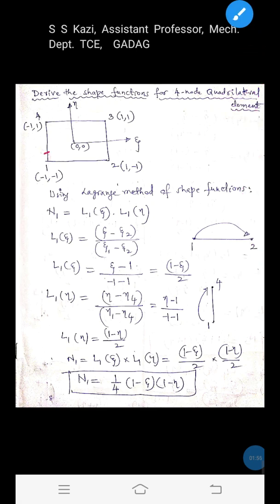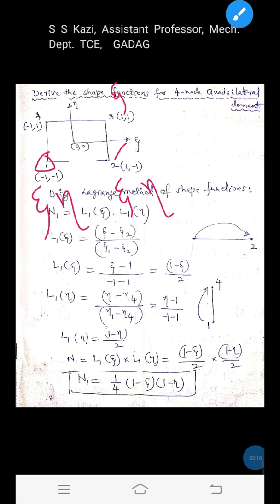At node 1, the zeta value is -1 and the eta value is -1, because node 1 is to the left of the origin and below the origin. For node number 2, the zeta value is +1 and the eta value is -1, because it is to the right of the origin in the zeta direction and below the origin in the eta direction.